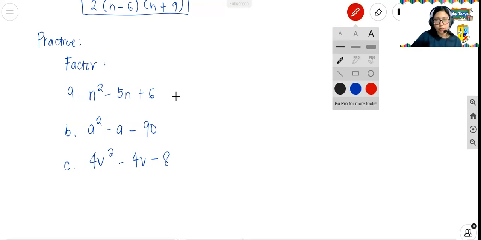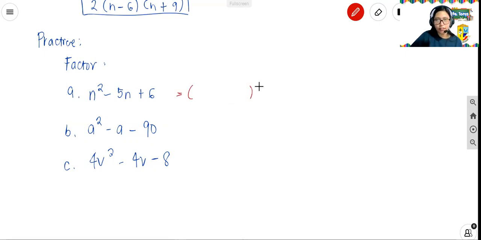So again, for number 1, we need to find the factors. So for n squared, we can have n and n. And then for 6, the factors of 6 are 1 times 6, 2 times 3. So if you look at 2 and 3, if you add them, you get 5. So let's try that first. I will put 2 here and then 3 here.